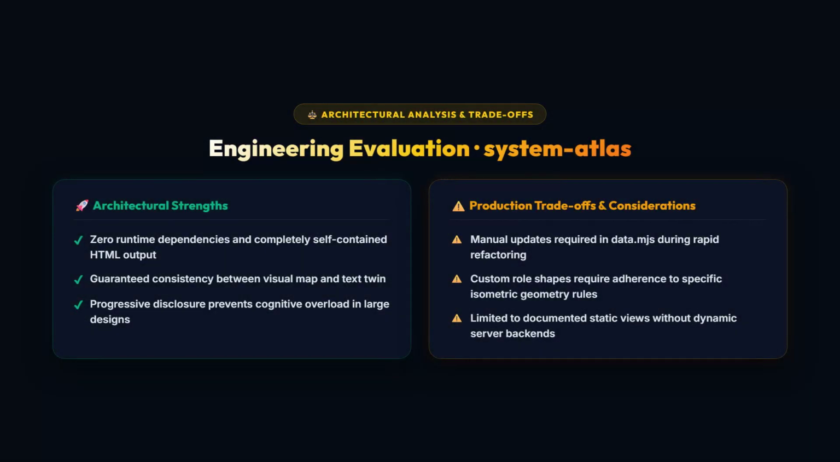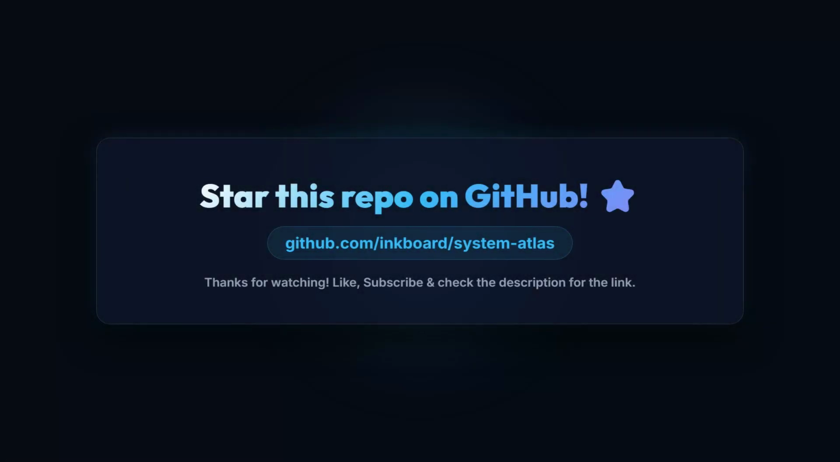Evaluating the design trade-offs reveals clear benefits in communication clarity and synchronization between code discussions and documentation. However, maintaining the data file requires manual discipline during rapid prototyping, and complex systems may require extensive initial setup for custom role shapes. System Atlas offers a pragmatic approach to keeping architecture discussions grounded, visual, and documented.